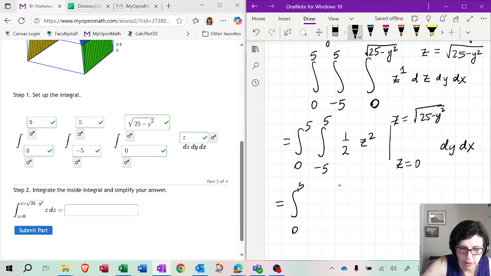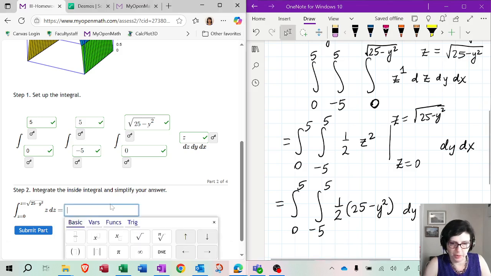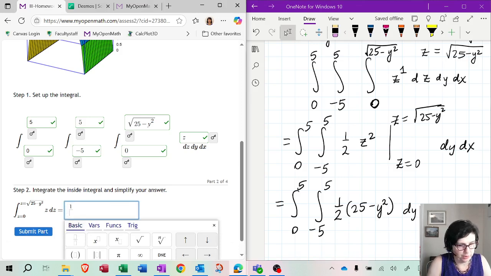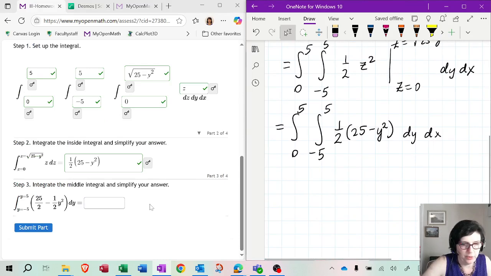Okay, so what do we get? Let's substitute the top limit first, which is going to give you 25 minus y squared, right? Because when you square, the square root goes away. So this is just going to be 1/2 times 25 minus y squared. And when you substitute 0, that's just 0. Okay, so this part right here, we did what we could. Now let's see if we can integrate it.